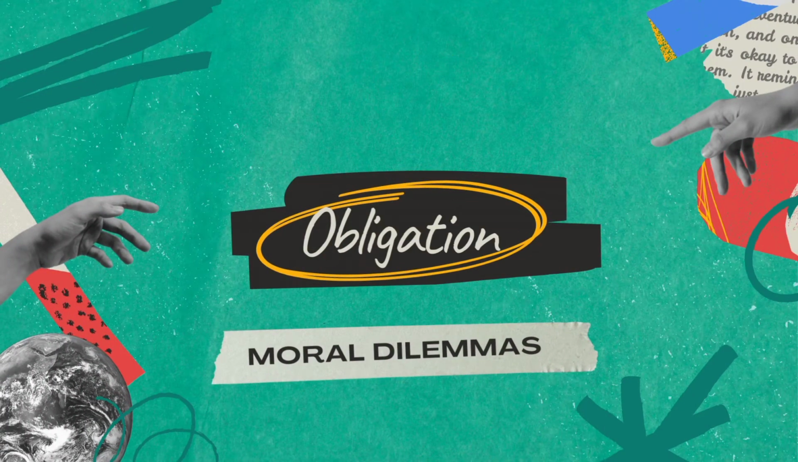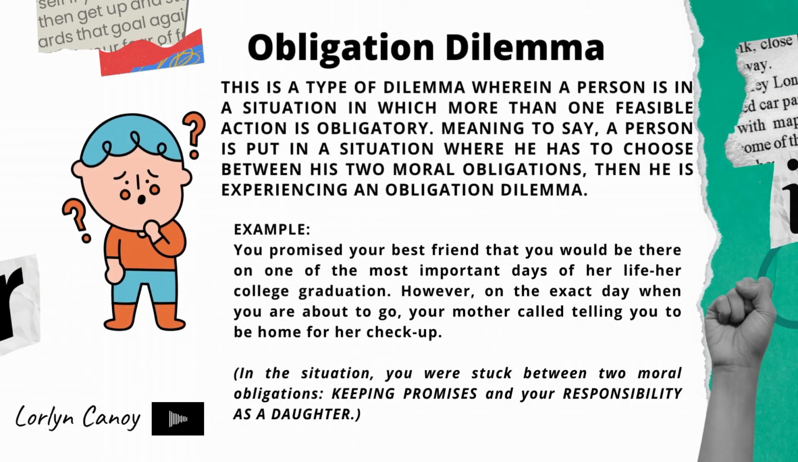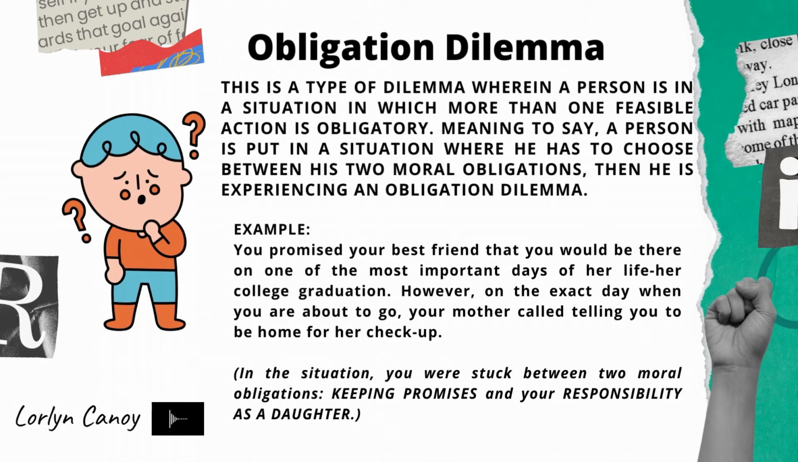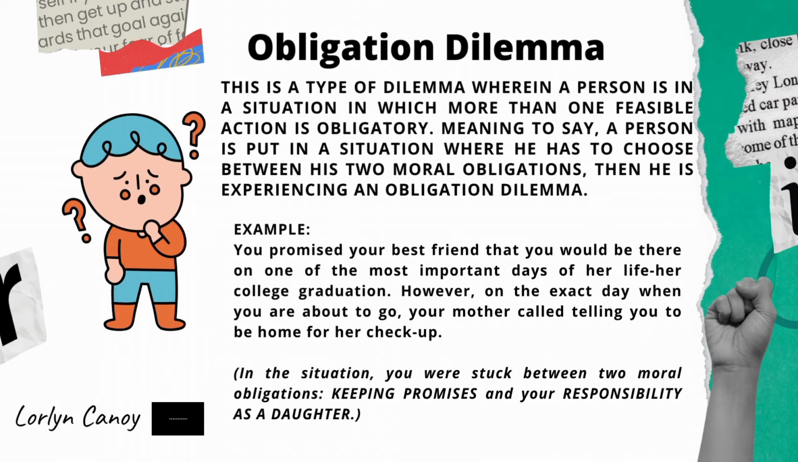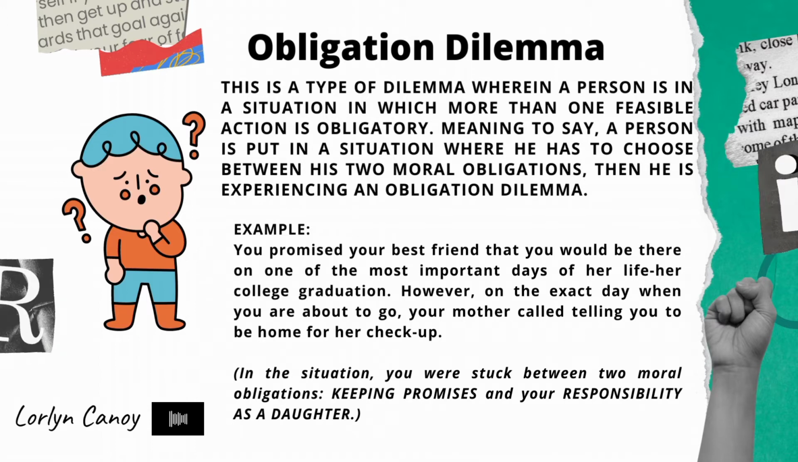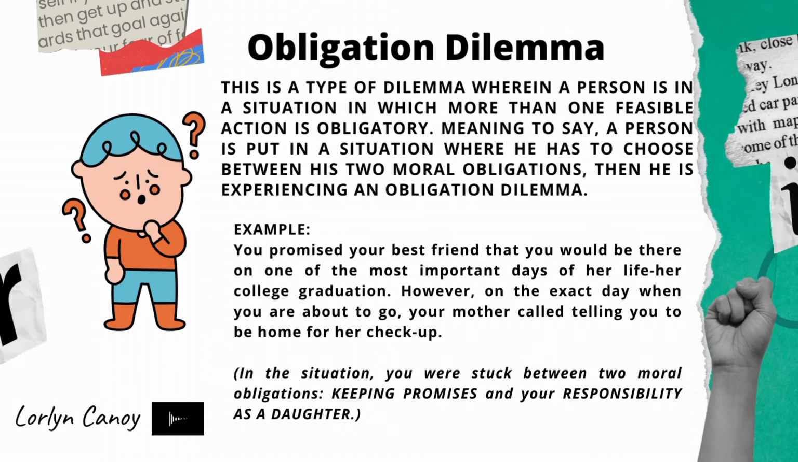Obligation dilemma. This is a type of dilemma wherein a person is put in a situation in which more than one feasible action is obligatory. Meaning, if a person is put in a situation where he has to choose between his two moral obligations, then he is experiencing an obligation dilemma.